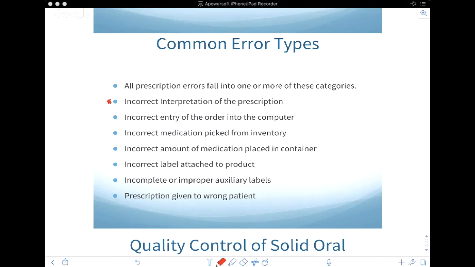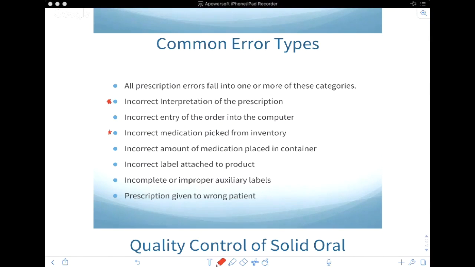So another common error type is incorrect entry of the order into the computer. That's something we kind of already talked about. Incorrect medication picked from the inventory. So that's why it's so important to have the right stuff at the right places. And so when you go to the lisinopril spot, bang, it's right there. You don't have to hesitate and pause, but you know exactly what it is, and where to get it from.